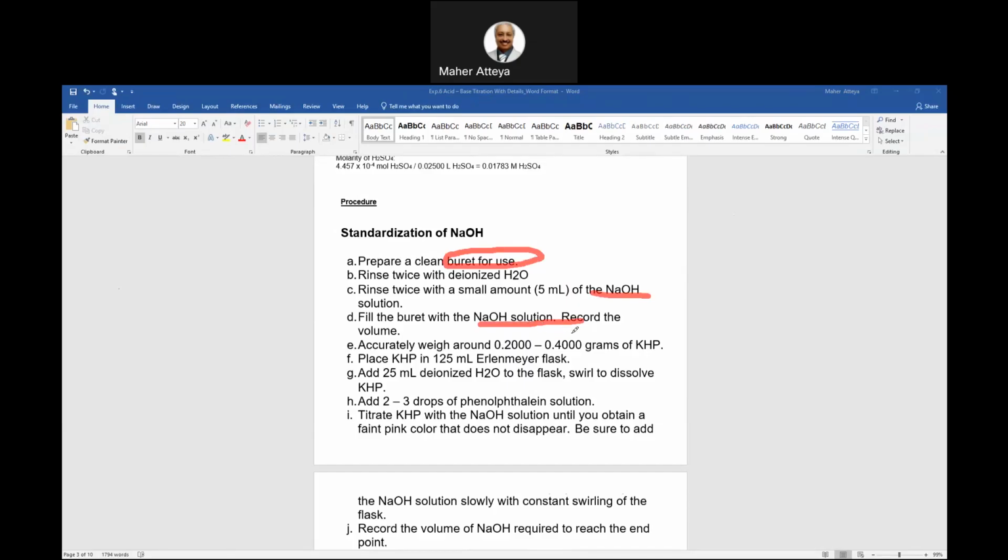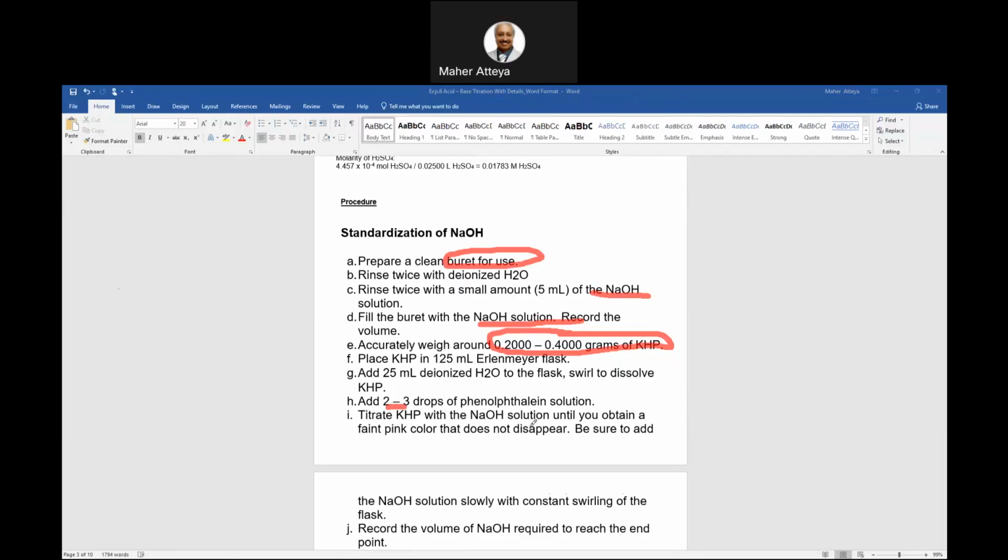You will weigh about 0.3 grams of KHP, potassium hydrogen phthalate. You'll weigh it, just a solid. You put the solid inside the Erlenmeyer flask, as I will show you when we are done with this. Then you will add 25 mL of water to dissolve your KHP. Make sure everything is dissolved. You'll add 2 to 3 drops of phenolphthalein, correct? You titrate the KHP until it becomes faint pink with the sodium hydroxide.